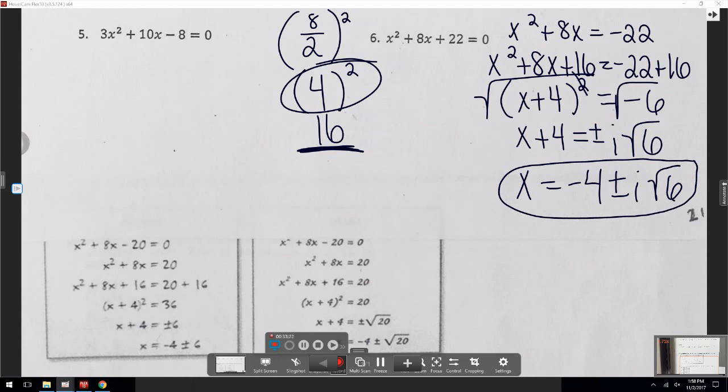Wait, we only get one answer? You have 2. Because what's that in the middle? Plus or minus. Plus and minus. That means you have 2 answers. What would the other x be? Negative 4 plus i square root of 6, and negative 4 minus i square root of 6. Beautiful.